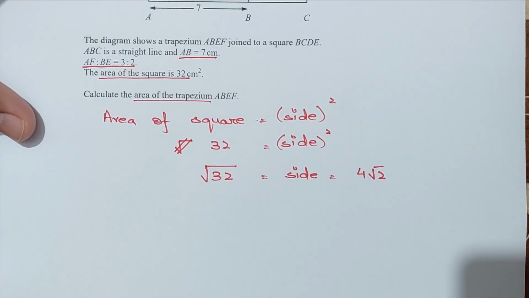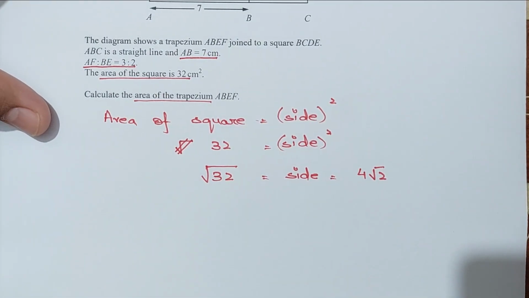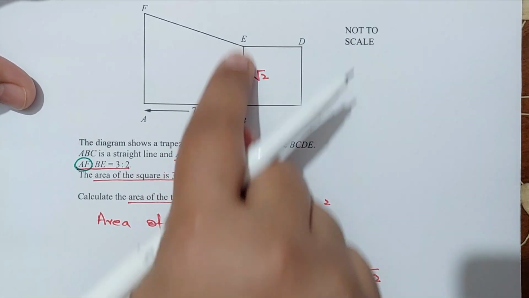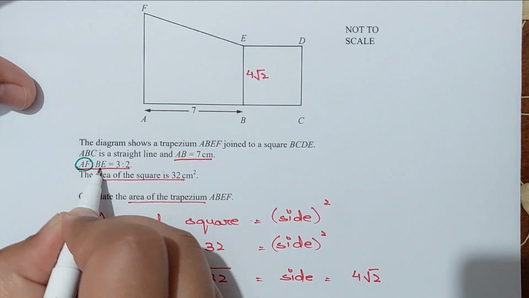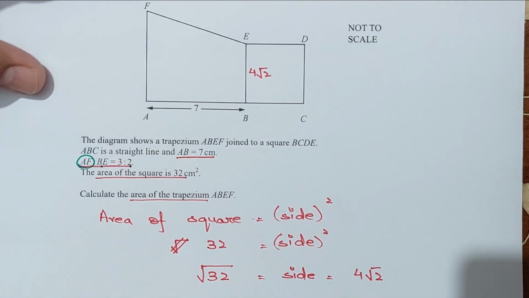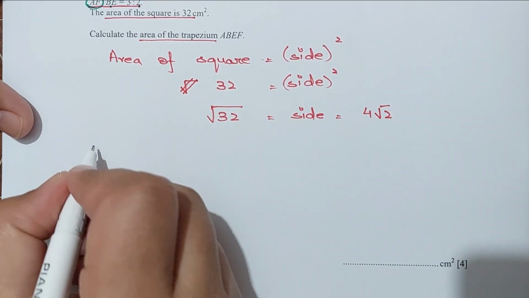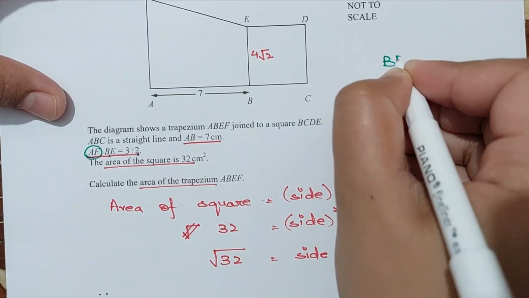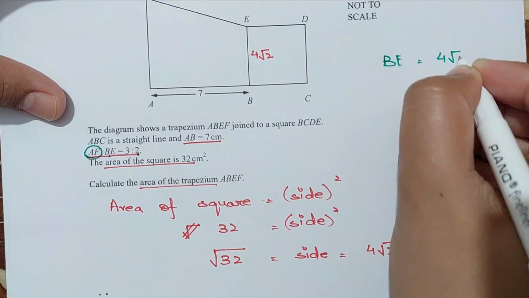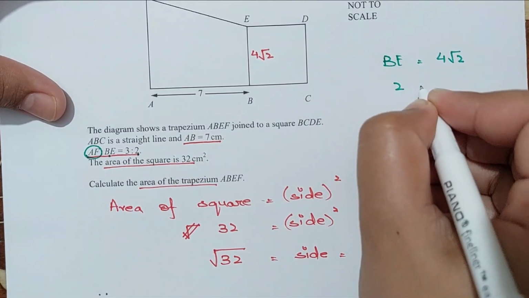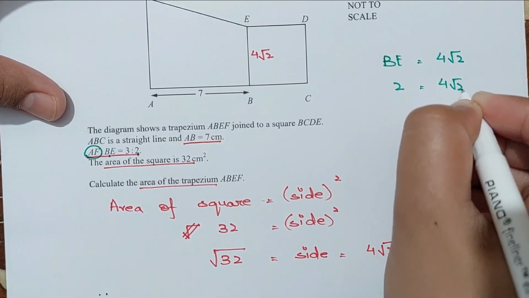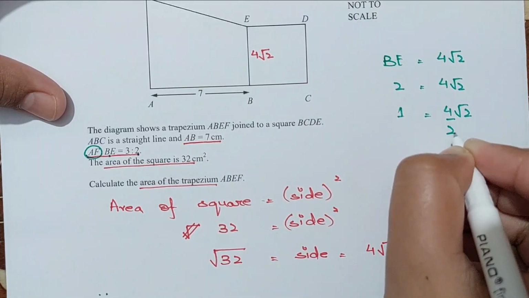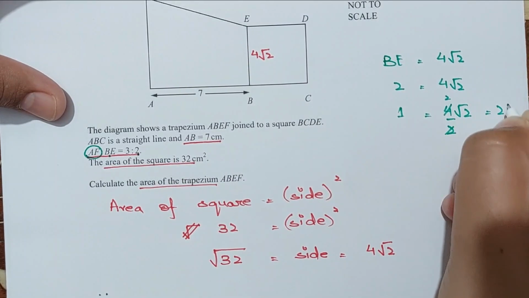Now we have to calculate the area of the trapezium. For this, we have to find the side AF. We have BE, so solve for AF. Since BE is in the ratio of 2, BE is 4 root 2. So 2 is equal to 4 root 2. What is 1 equal to? 4 root 2 divided by 2, which is 2 root 2.